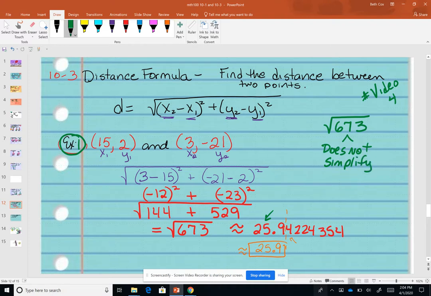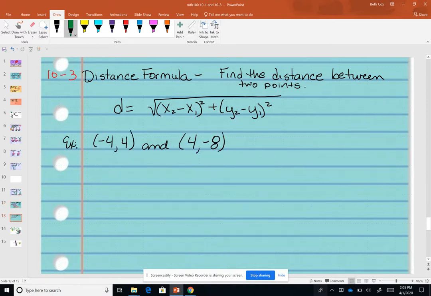Okay, I did all that checking on my calculator. This one does not simplify. This number is prime. It won't break at all. So this is what you would type in for the exact answer. And this is the approximate answer.